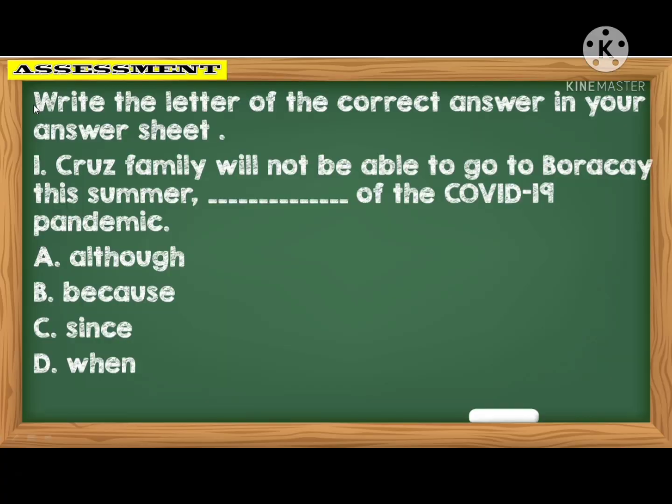Awesome, kids! Now, it's time for us to test your understanding. Write the letter of the correct answer in your answer sheet. Number 1. Cruz's family will not be able to go to Boracay this summer. Blank of the COVID-19 pandemic. A. Although. B. Because. C. Since. D. When.